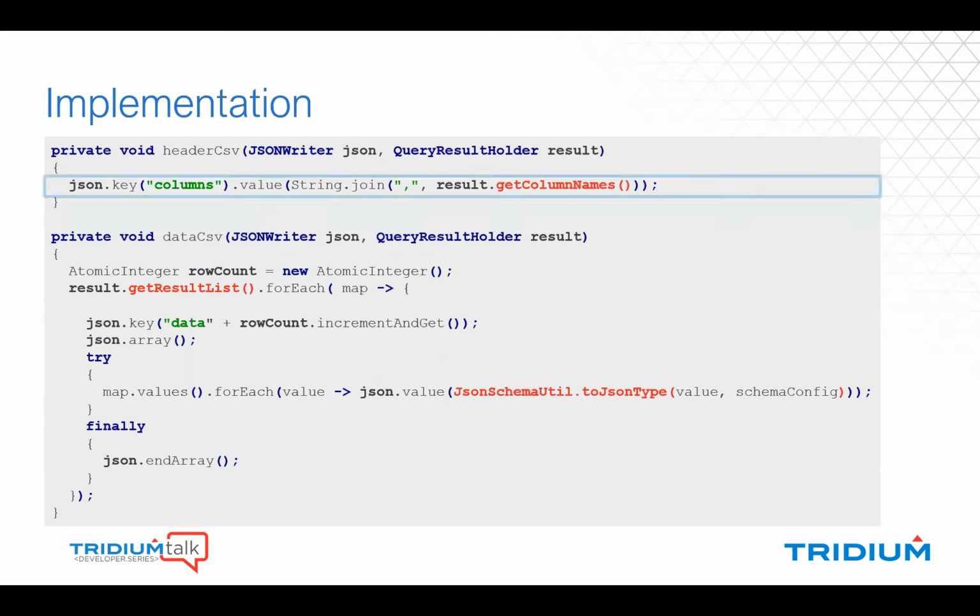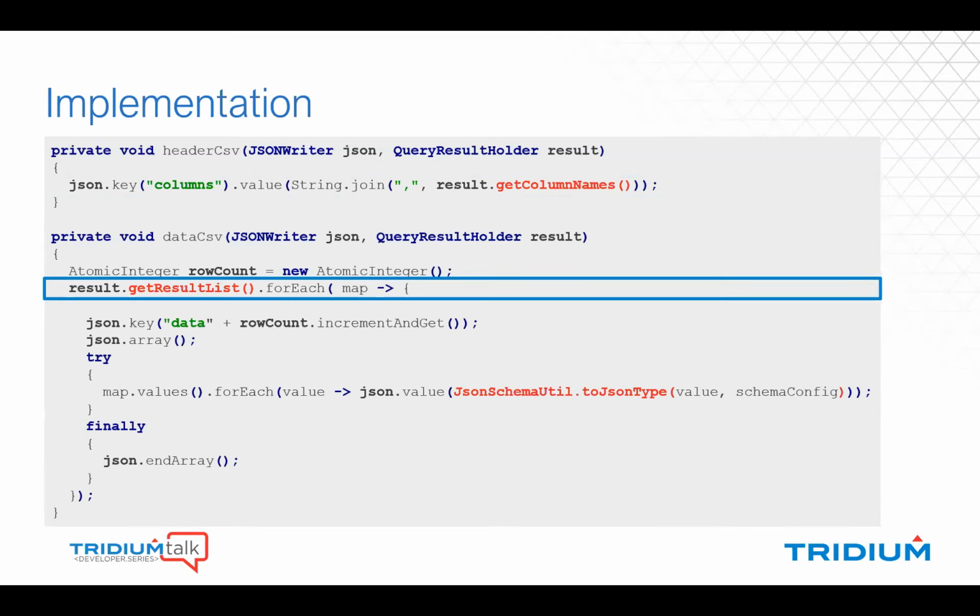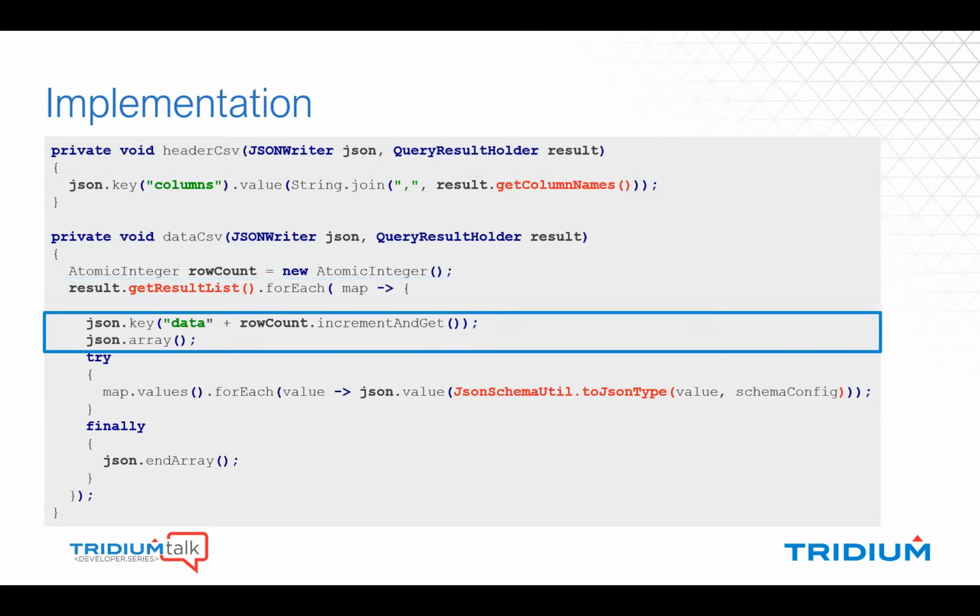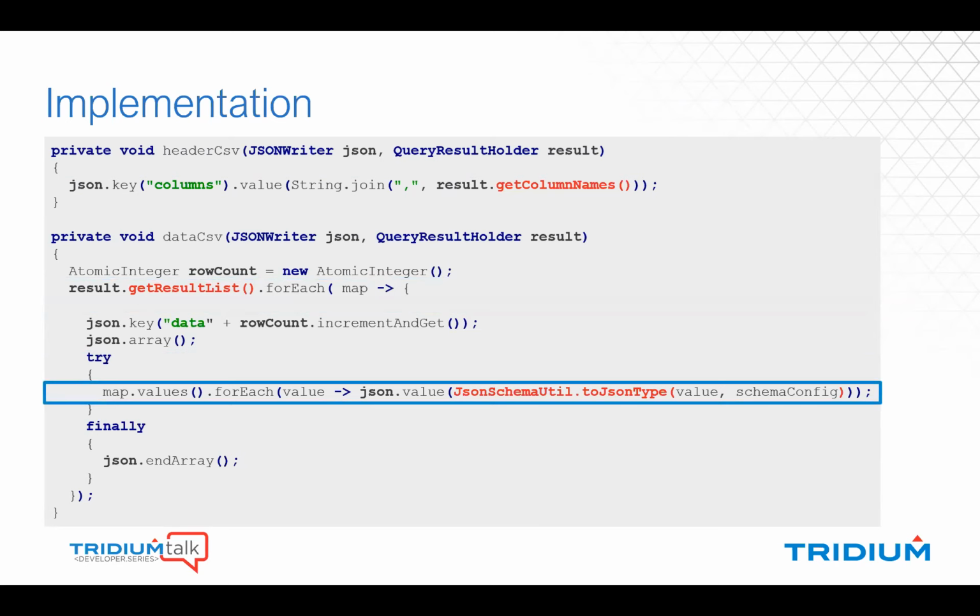So the first of these is using that getColumnNames method to just create a CSV list of the column names. And then we're using getResultList to iterate over each row in the table. And for each one, we're creating a new JSON array. And then within that JSON array, we're iterating over each column value, and we're using the toJSON type helper methods to convert it from a Baja type into a JSON primitive.